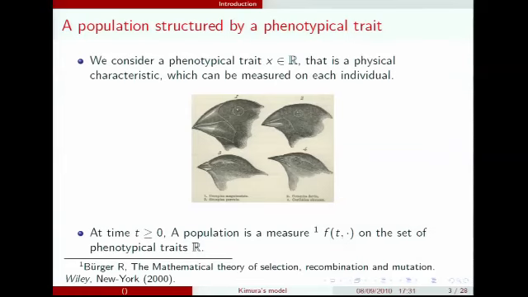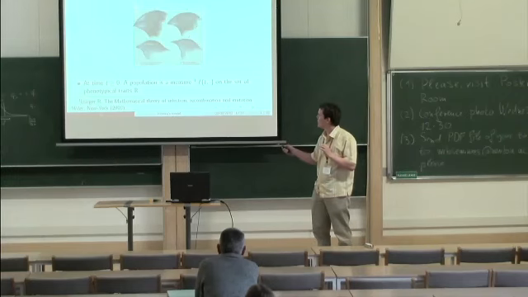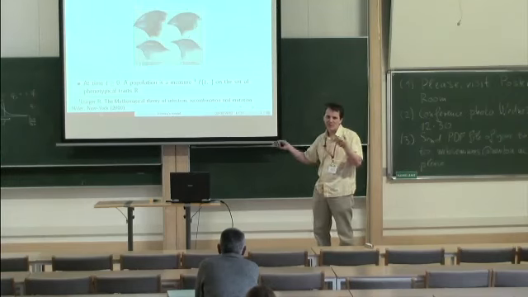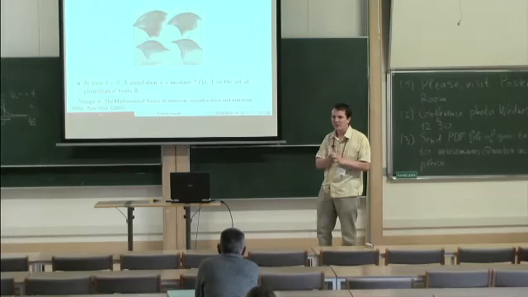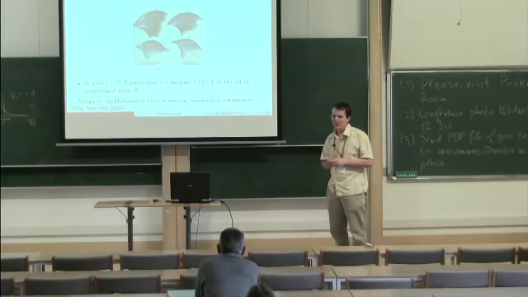The most famous example of a phenotypical trait is the size of the beak of those finches. Historically, that's how Darwin had the idea of evolution. He discovered that in the Galapagos Islands there were 13 different species of finches, and the only difference between them was the size of the beak. And he understood that they were all coming from one original species of finches.